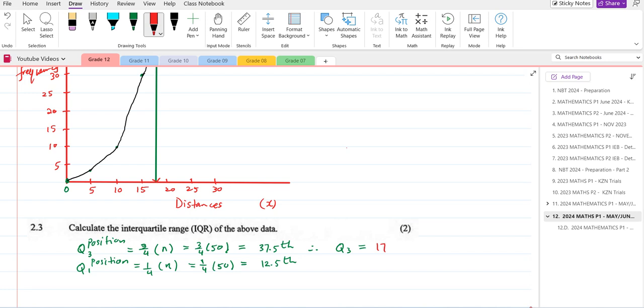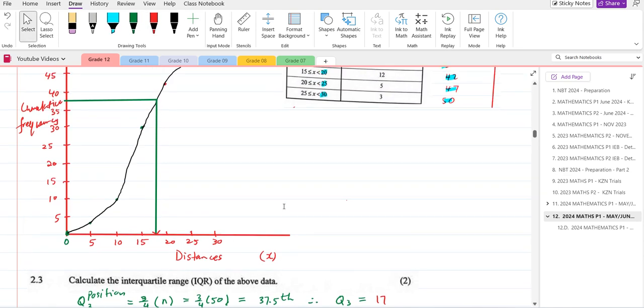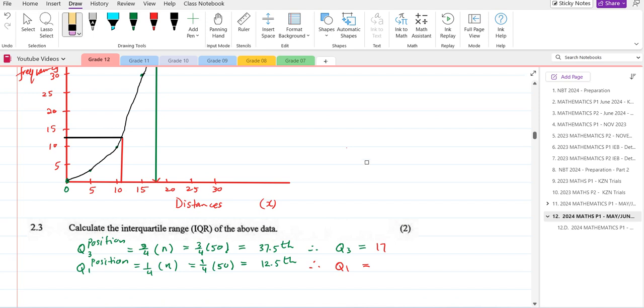Alright. And the next one is Q1, which is equal to the 12.5 position. The 12.5 position is going to be in between here, 10 and 12, right? So now I'm going to go down from here. So I'll take 11, alright? It's just one after 10. So I will take Q1 as 11. So I hope you understand how to find it, right? You have to read off the values on the x-axis. So this is Q1 and that's Q3.